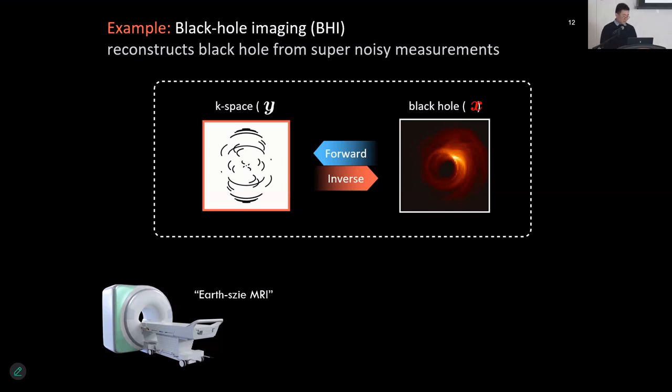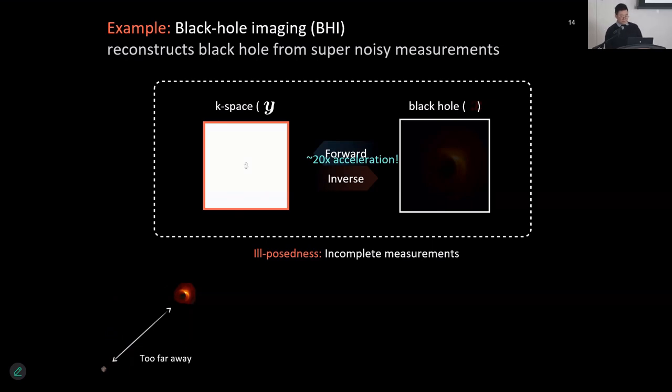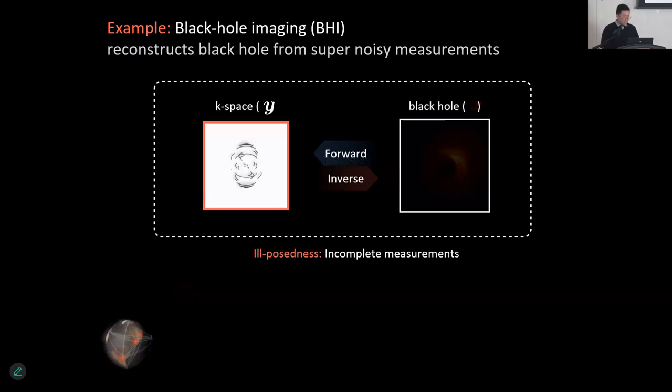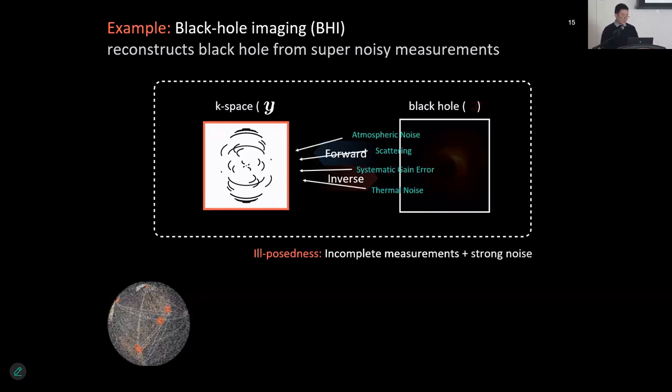Of course, this is not trivial. Why? First, because the black hole is super far away from us, the measurements we have are very sparse. Translating that into the language of MRI, it's like 20 times acceleration, and it's undersampling the center region, the low frequencies. Beyond that, the Fourier measurements are severely corrupted by different kinds of noise, including atmospheric noise, scattering, systematic gain error, thermal noise, things like that.